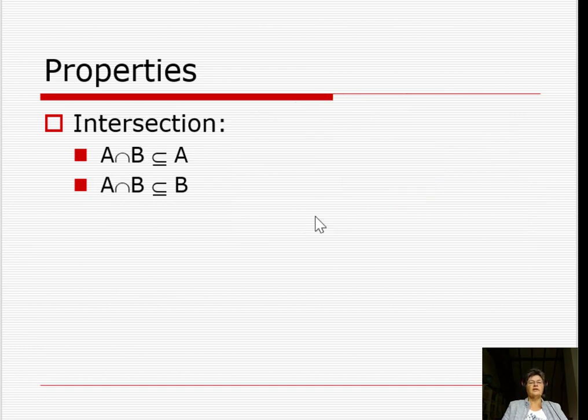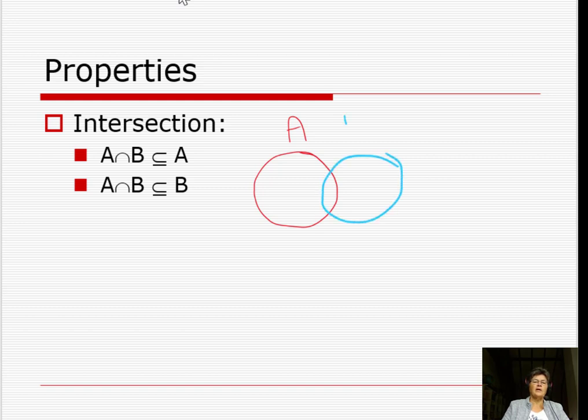Also, if we look at the intersection, then we can draw a similar conclusion. So if this is A and I have B, and I will just leave out the universe for now, as you see how bad I am at drawing rectangles, then the intersection of A and B would be this spot here. And of course, this part is a subset of A as well as a subset of B.